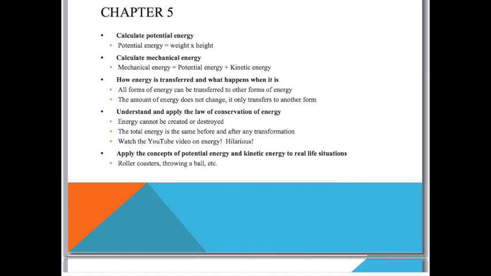How energy is transferred and what happens. We've talked about this a little bit. The law of conservation of energy, as you look below, also goes with it. All forms of energy can be transferred to other forms of energy, and the amount of energy does not change. It just transfers to another form. And this goes into the definition that it can neither be created nor destroyed. Total energy is the same before and after any transformation.